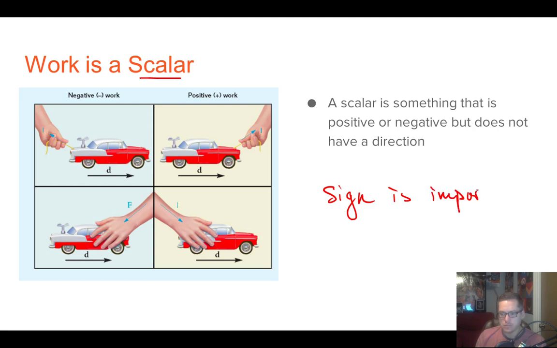Essentially, what this means is that if your work and your displacement are in the same direction, whatever object you're working on is going to be speeding up. If your work and the displacement are in opposite directions, one positive, one negative, then it will be slowing down. It's the same kind of idea as acceleration and velocity when we talked about that a couple units ago.